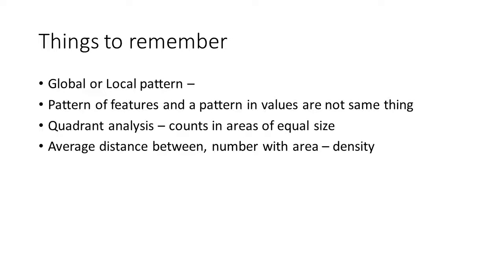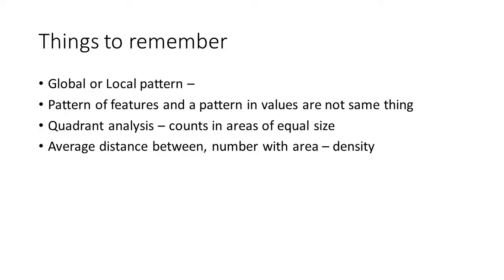So what are some of the big things that you need to remember as you're thinking about this chapter moving forward? When you're looking at patterns, is it a global pattern or a local pattern? This is kind of important. Obviously, global patterns exist across the scale of your entire data set. Local patterns are isolated individual areas that exhibit tendencies that may or may not be consistent with the entire data set.